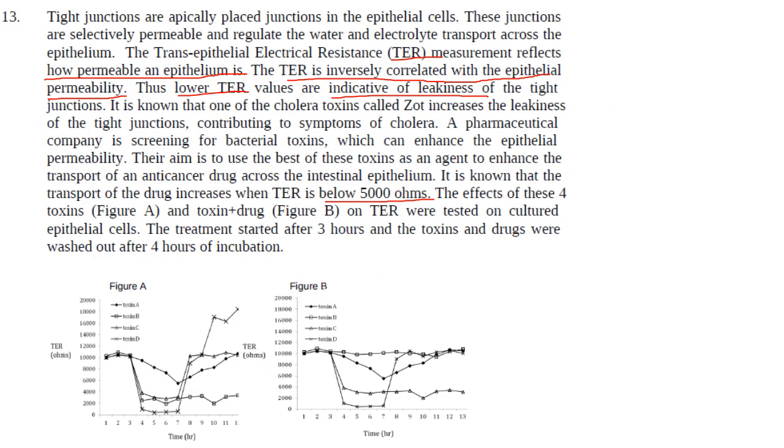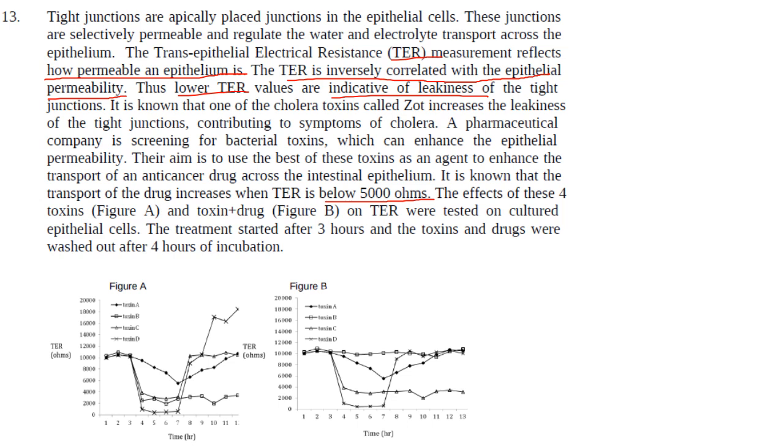Then next one. Tight junctions are apically placed junctions in the epithelial cells. These junctions are selectively permeable and regulate the water and electrolyte transport across the epithelium. The transepithelial electrical resistance measurement reflects how permeable an epithelium is. So TER will reflect how permeable the epithelium is, and TER is inversely correlated with epithelial permeability.